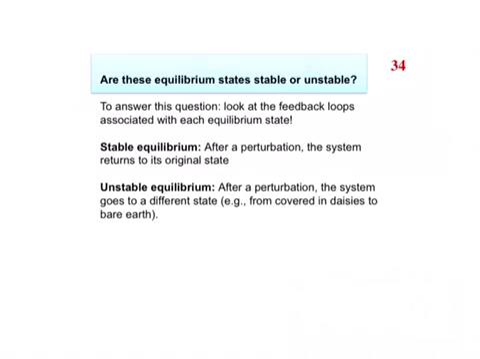So to answer this question, what's critical is to look at the feedback loops associated with each individual equilibrium state, and also to keep in mind that for a stable equilibrium, after a perturbation, the system returns to its original state, whereas for an unstable equilibrium, after the perturbation, the system goes to a different state. For instance, from a state that's covered in daisies to a state that is characterized by bare earth.